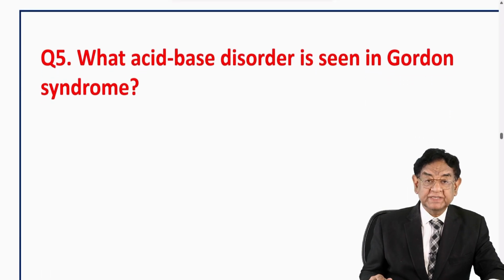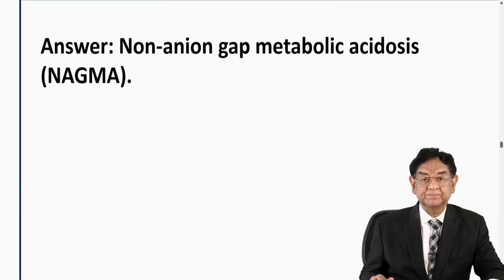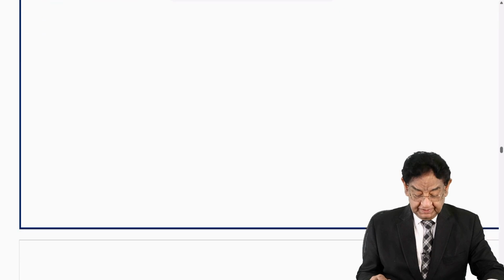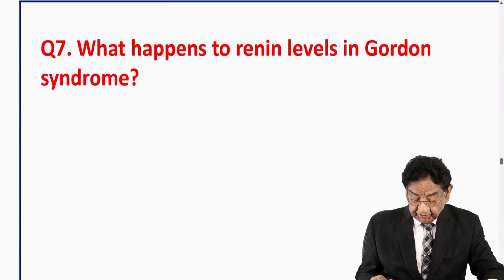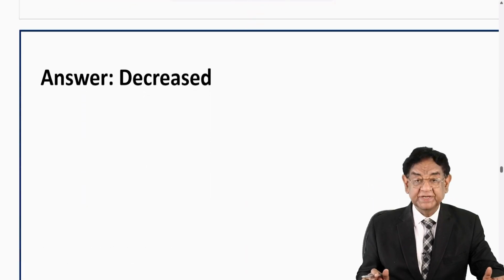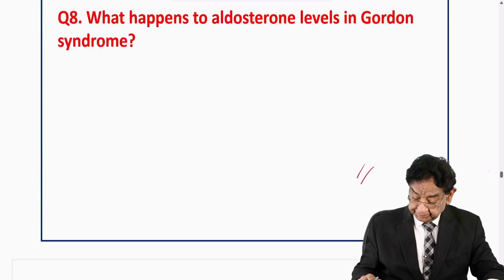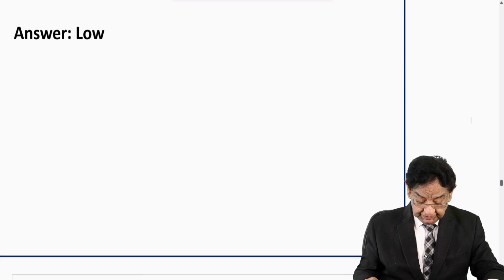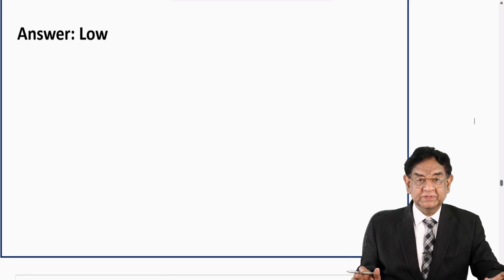Which acid-base disorder is seen? Again simple. Non-anion gap metabolic acidosis, NAGMA. What happens to BP in Gordon syndrome? Hypertension. What happens to renin level in Gordon syndrome? Decreased. What happens to aldosterone level in Gordon syndrome? It is low or reduced. So I hope you could answer all the questions on Gordon syndrome. The subject is so simple.